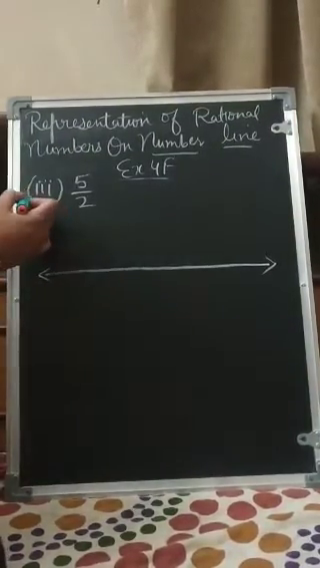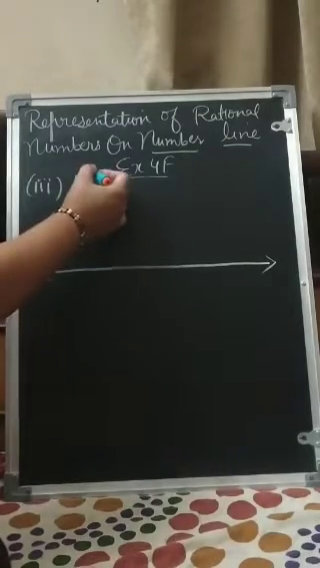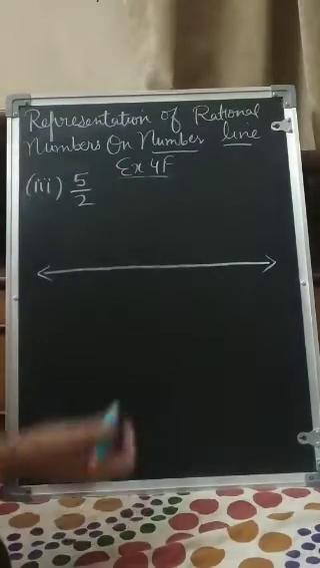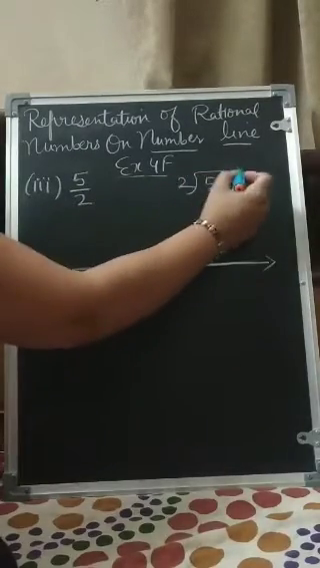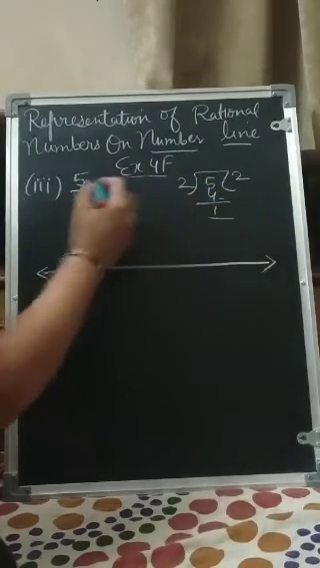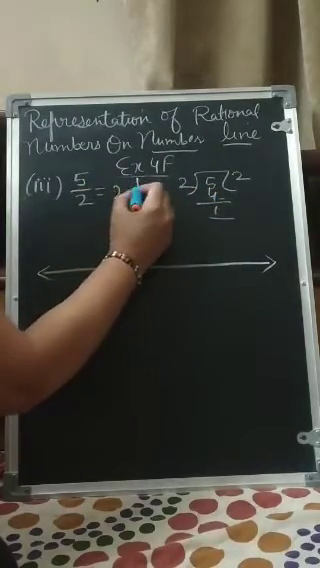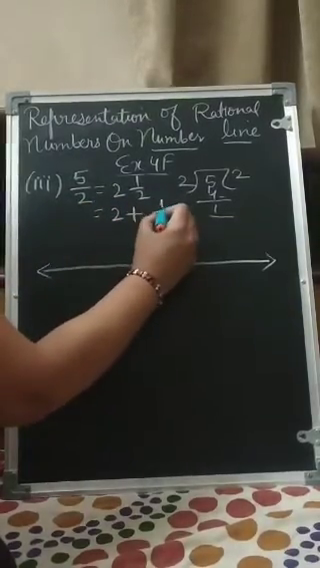Now third part, you can see this is 5 by 2. It is an improper fraction, that means it is bigger than 1. So first of all, you will change it into a mixed fraction. What will come? 2, 1 by 2. Means it is 2 plus 1 by 2.